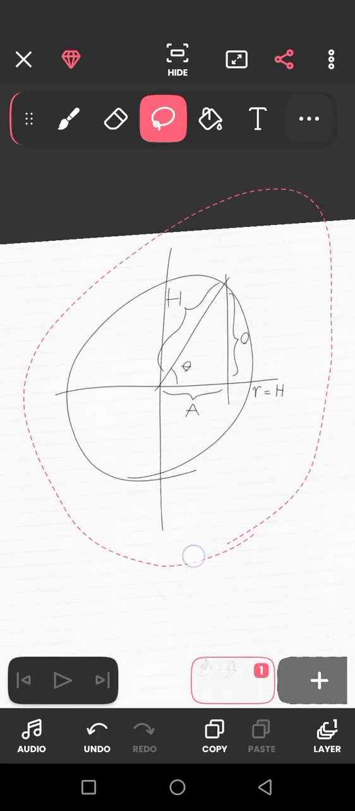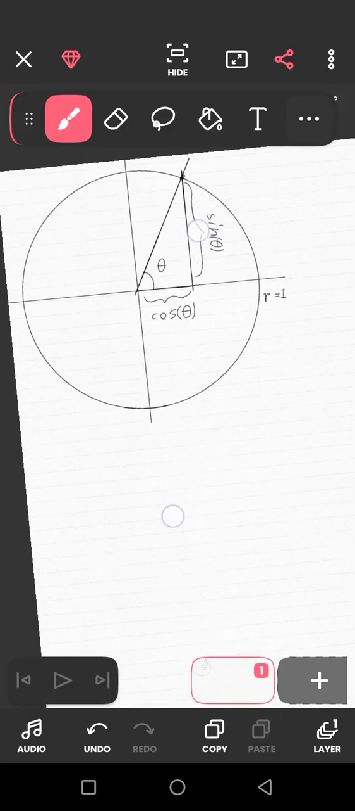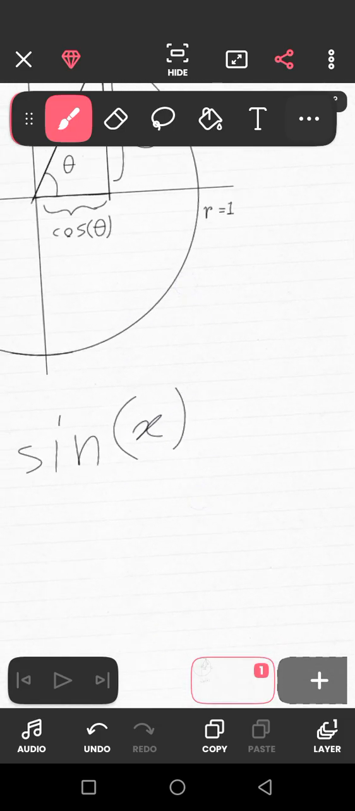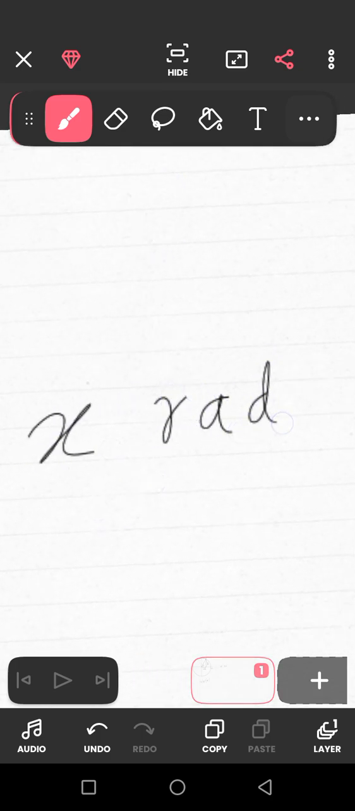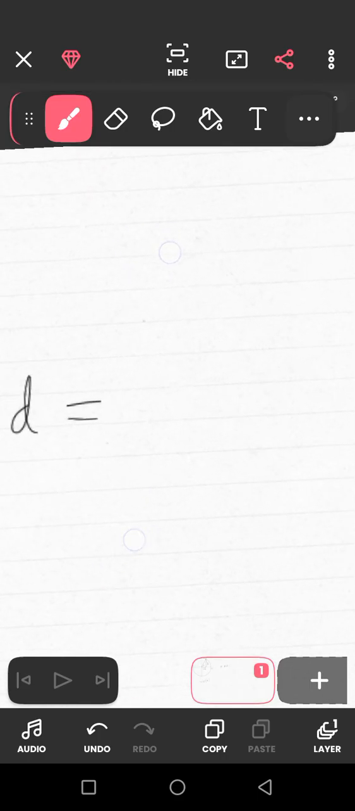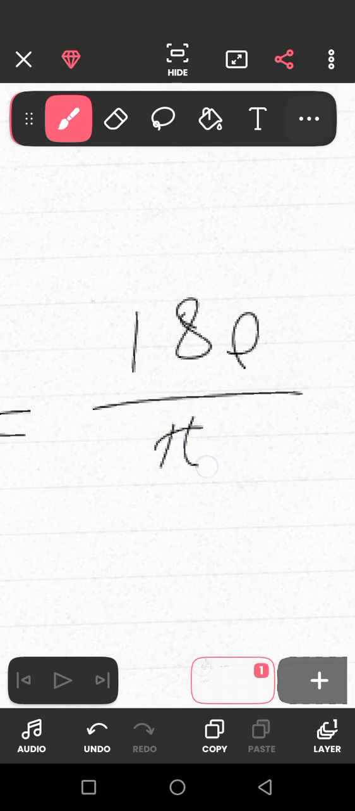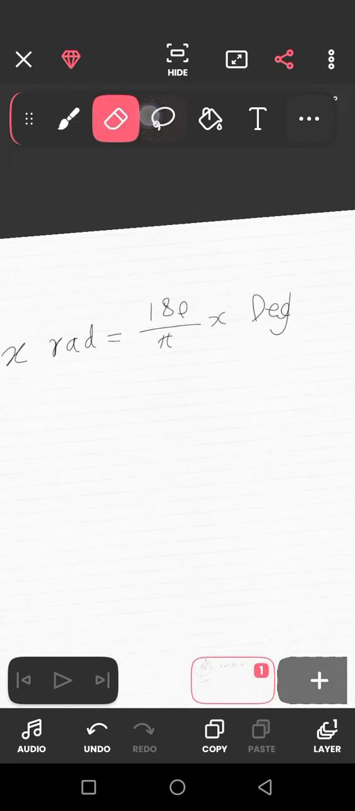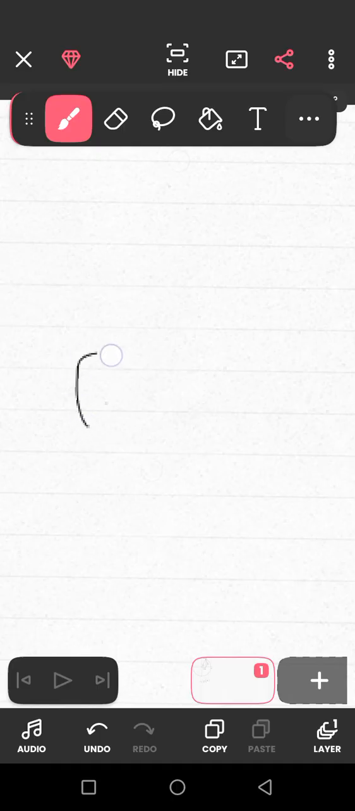So that's the drawing method, but the drawing method doesn't get you the exact value. So here is an infinite series for sine of x, where x is in radians. What is radians? To convert x radians into degrees, use the formula: x radians, where rad is radians for short, is 180 divided by pi multiplied by x degrees.